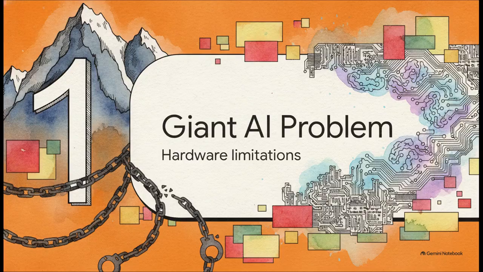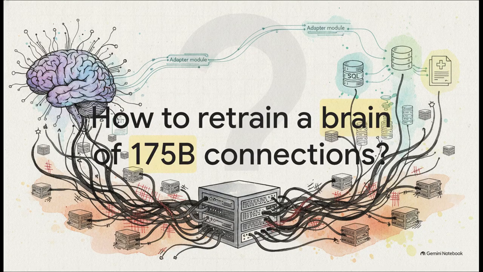Here's a question for you. How exactly do you retrain a brain with 175 billion connections? Think about a massive general-purpose model like GPT-3. It's got 175 billion parameters. Now, imagine you want it to be really, really good at one specific downstream task, something like writing SQL code or summarizing messy medical documents. The traditional way to do this is full fine-tuning. You initialize the model, and you actually update every single one of those 175 billion parameters.